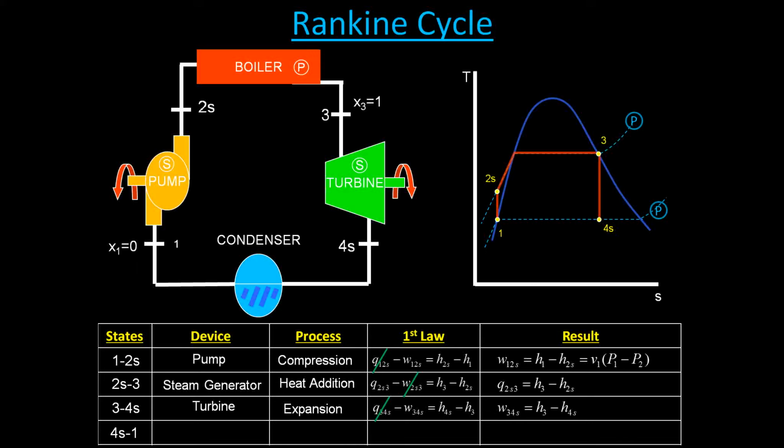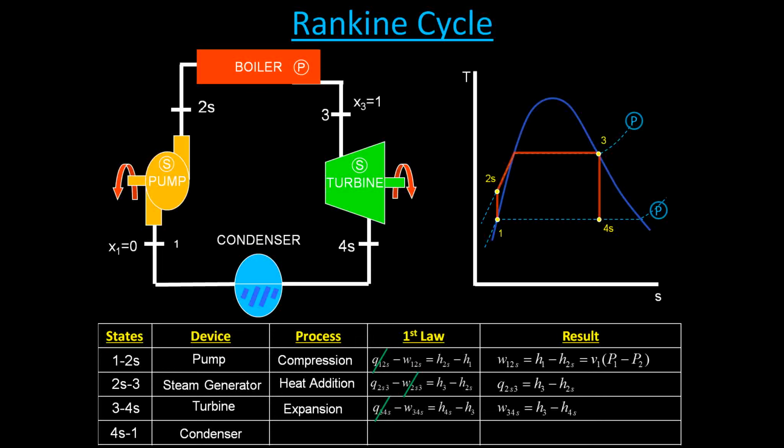And lastly, we're going to go through our condenser. The purpose of the condenser is to remove heat. Why are we getting rid of heat? Because it's a cycle, it needs to get back to that original state. So we're going to get rid of whatever heat was left in there so we can get back to the original state before the pump.